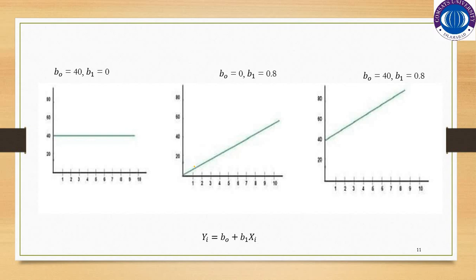These are some previous concepts about the straight line. If you have the line y is equal to beta naught plus beta 1 xi, here we have beta naught equal to 40 and beta 1 equal to 0. As beta naught is the intercept, the starting point would be 40, and as slope is used to determine the inclination of the straight line, beta 1 as slope is 0, so this would be a horizontal line. Here we have beta naught equal to 0, so the starting point would be 0, and beta 1 equal to 0.8, so this is the level of inclination. And here we have beta naught equal to 40, so this one is the starting point, and beta 1 equal to 0.8, so this is the inclination. These are some previous concepts which you are all already familiar with. We have included them just for the sake of revision.